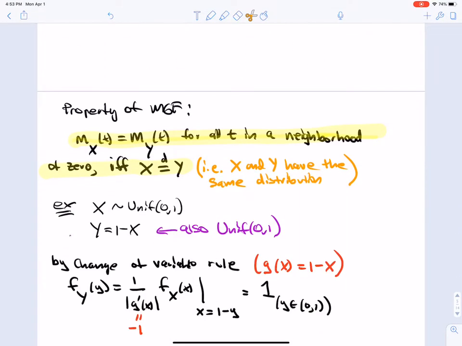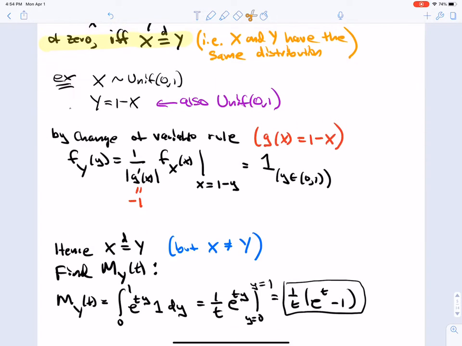Now, an important property of the MGF is that if two moment generating functions are equal for t in a neighborhood of 0, then the two random variables X and Y are equal in distribution. So, for example, if X is uniform and Y is 1 minus uniform, which is uniform, to see that Y is uniform, just use the change of variable rule with g of x is 1 minus x, and you'll see that the density is 1 for y in 0, 1.